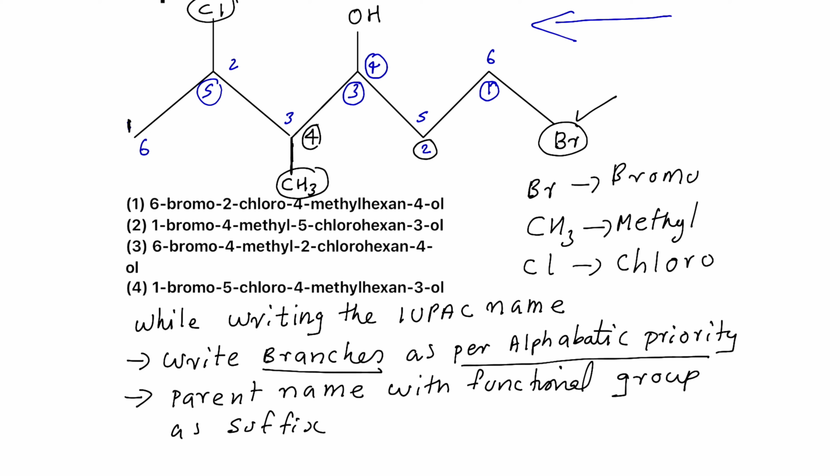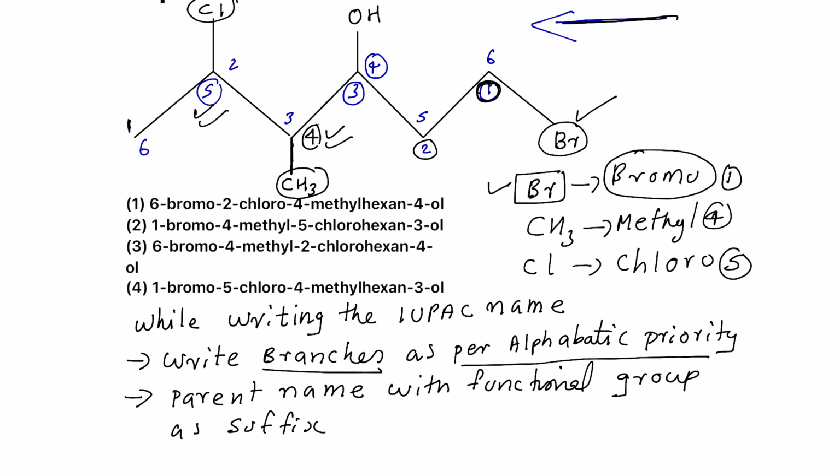So which one will come first? Bromine will come first. What is the position? Position is 1, right? Because we are counting from right to left. So position number 1 you can see bromine. Position number 4 you can see methyl. And position number 5 you can see chlorine. Now which one you have to write first? Alphabetic priority, of course, bromine, A, B. Then chlorine you have to write, not methyl. Methyl is M and chlorine is C. So write bromine first, then chlorine, then methyl.